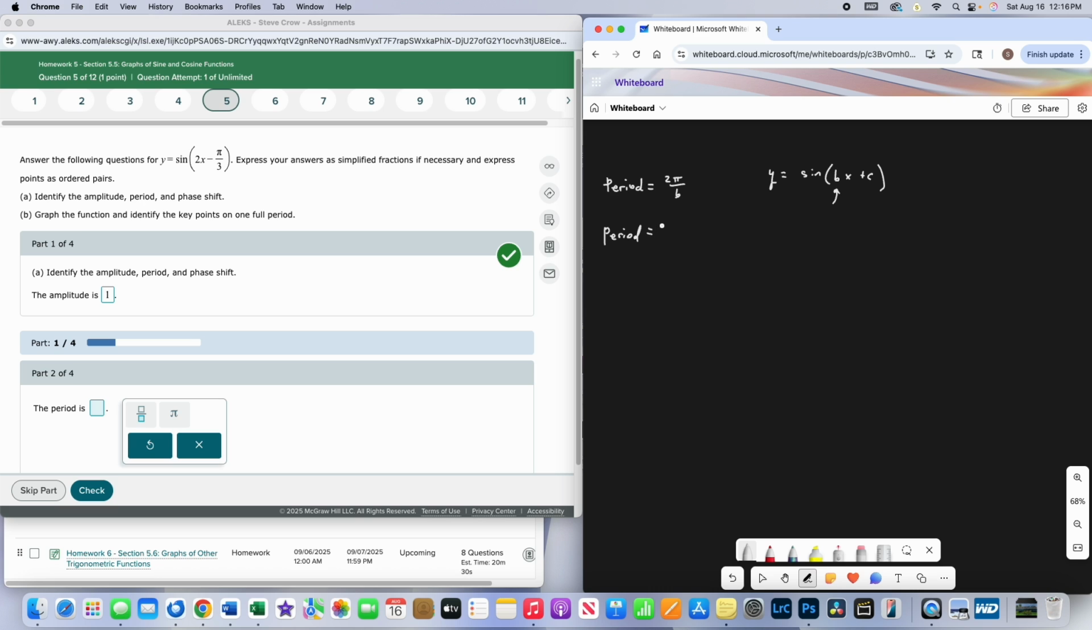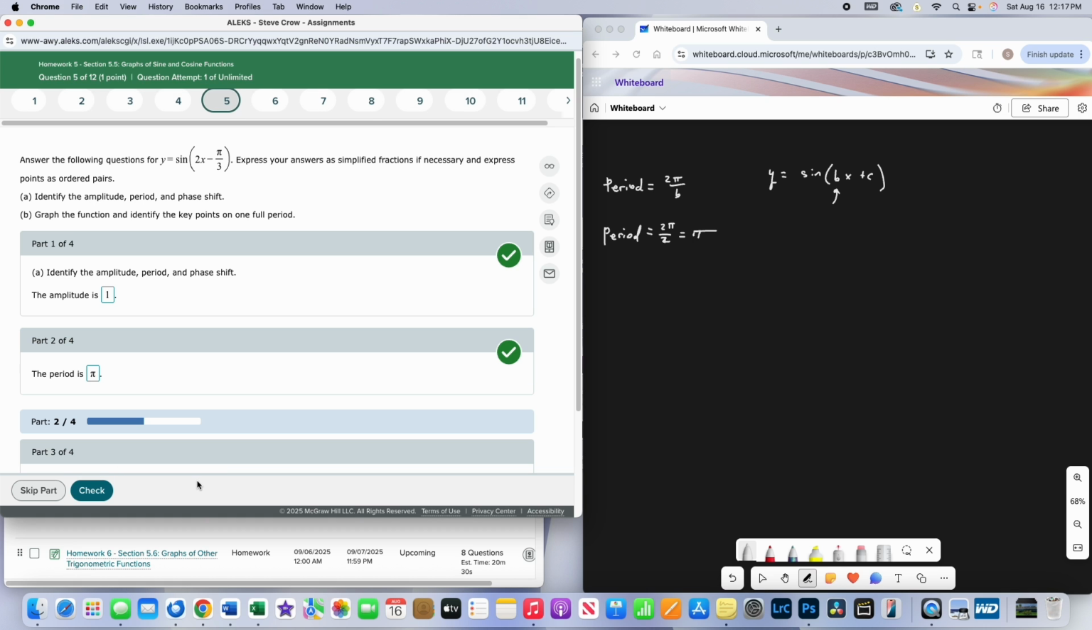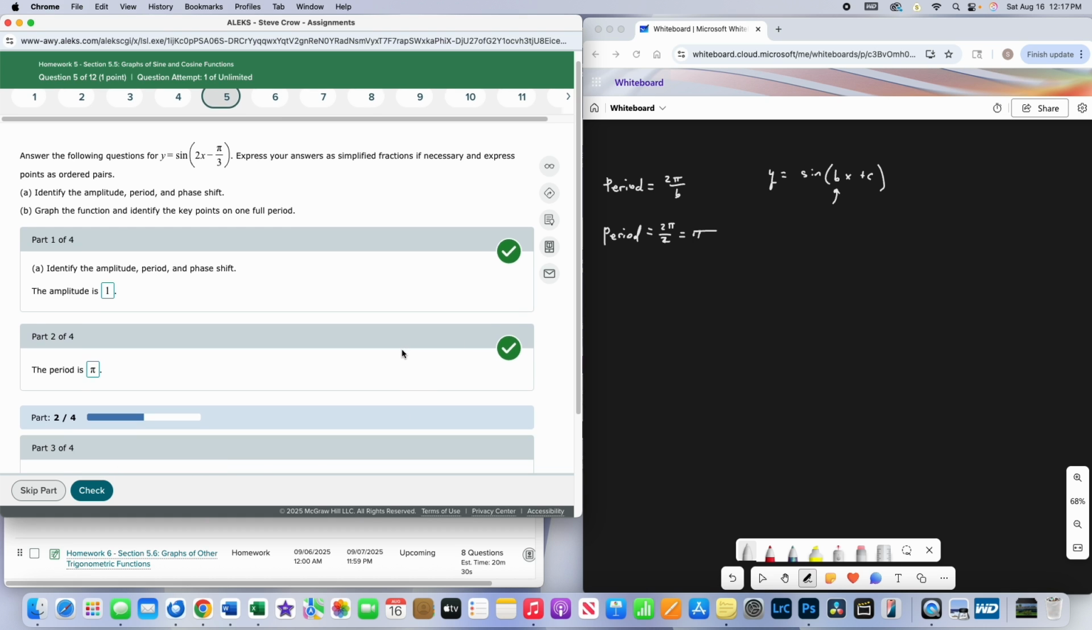So our period is equal to 2 pi over b, which in this case is 2, not 1, and so our period would be pi. Well, that's a good looking pi there, isn't it? Alright, so we click in the box over here, and then you can see they have the symbol for pi for us right here. So we click pi and we hit check, and of course we got this correct.